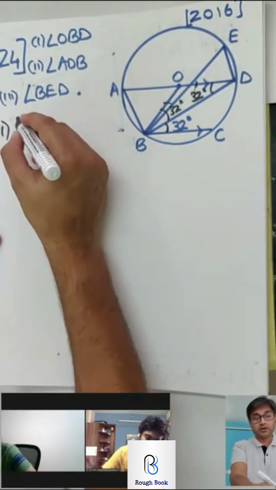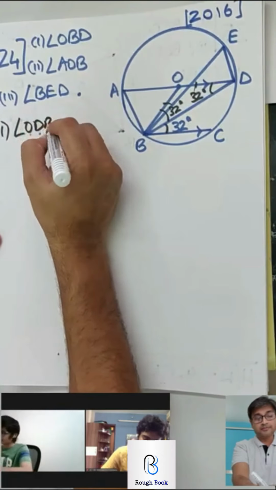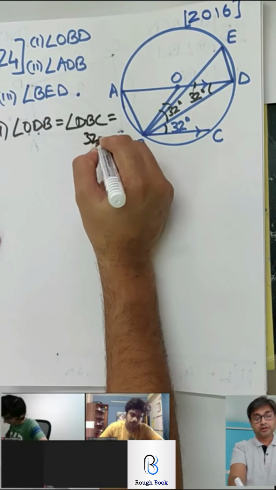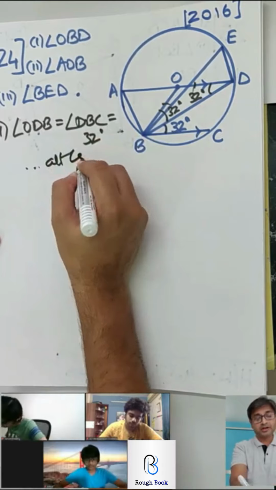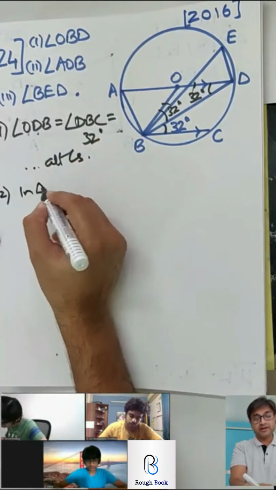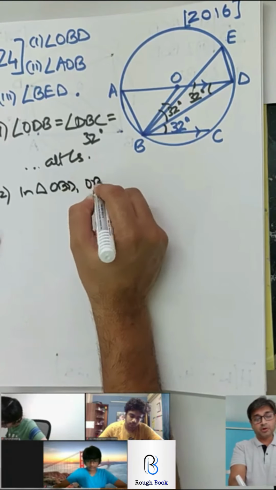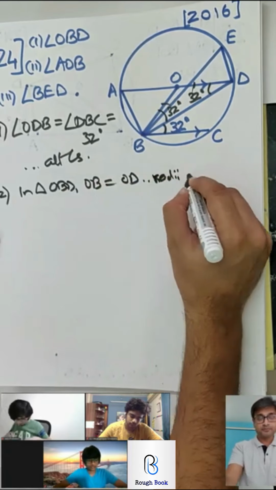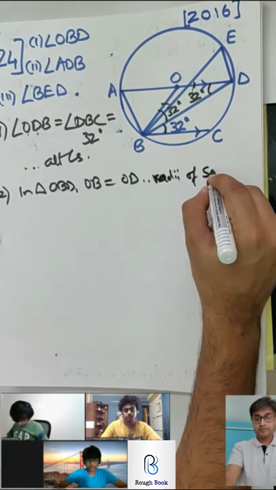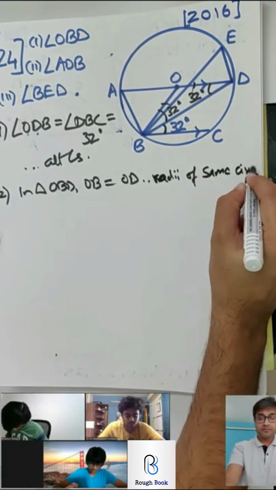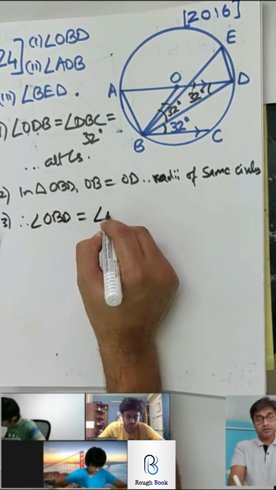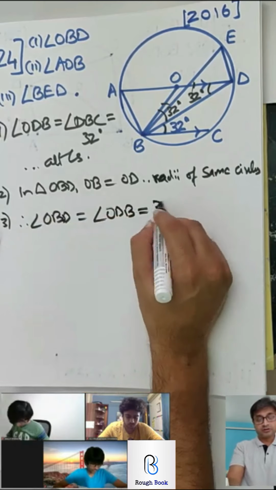Because of the alternate angle property, ODB is equal to CDB. ODB equals DBC, alternate, and then you can say isosceles triangle, base angles equal, so therefore 32. So directly say ODB is equal to DBC is equal to 32. Reason would be alternate angles, and then say in triangle OBD, OB equals OD, radii of the same circle, and therefore base angles are equal. So therefore we will say angle OBD equals ODB equals 32.